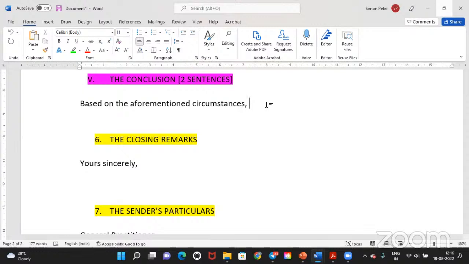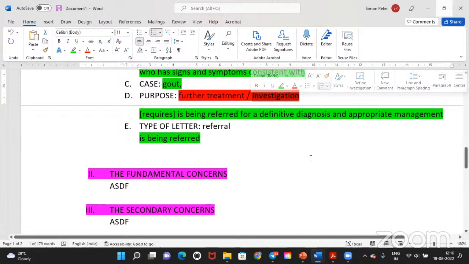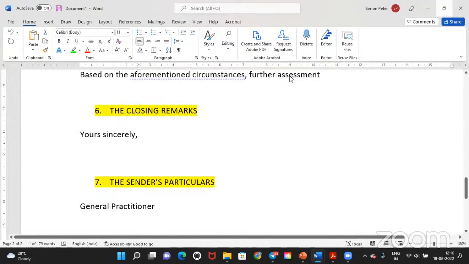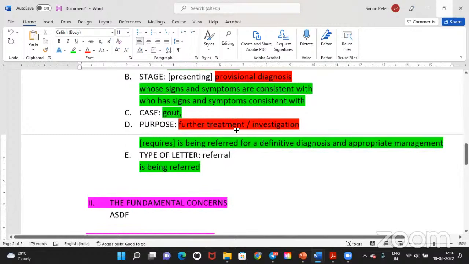Further assessment. Don't take the same word. What is that? Further treatment and investigation. Investigation is already there, so we should not use it here. Definitive diagnosis we used here, and then here we are using assessment. Don't use the words treatment and investigation anywhere. Change the words and write. That's it.